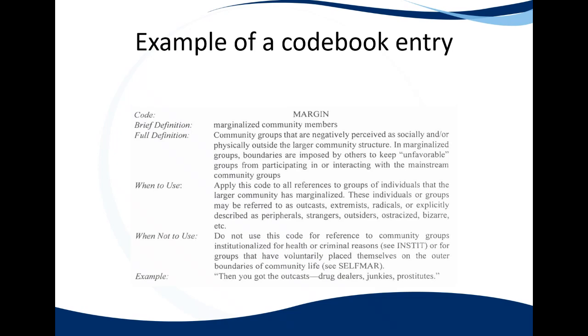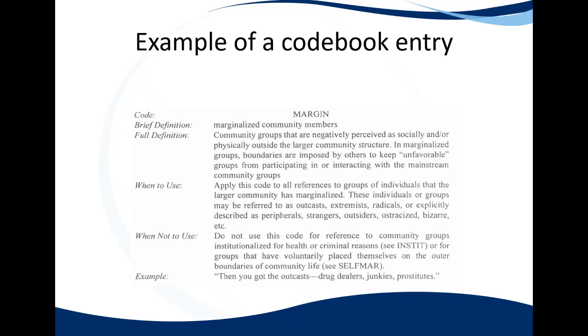Or the radicals, or the people in the periphery, and people that are perceived as strangers or outsiders, or people who are ostracized, or people that are perceived as bizarre, right? So every time in the transcript where one of these words would come up, then that would form part of the coding, right? So under the coding, under margin, so let's think of this graphically.